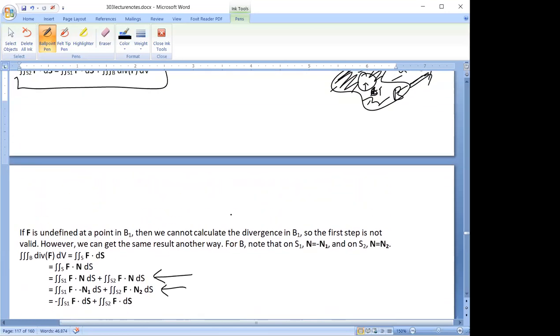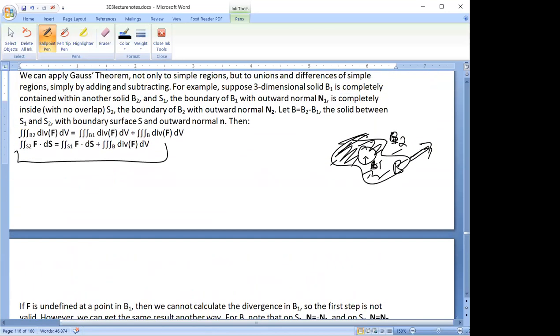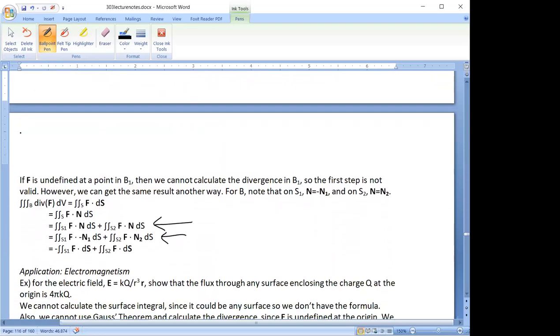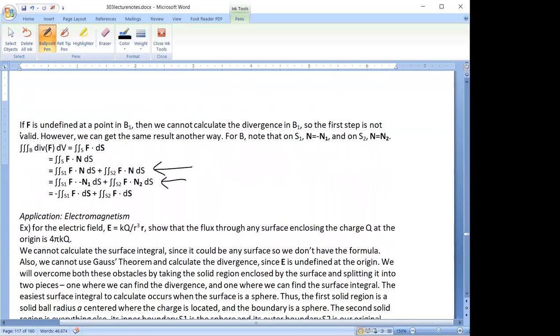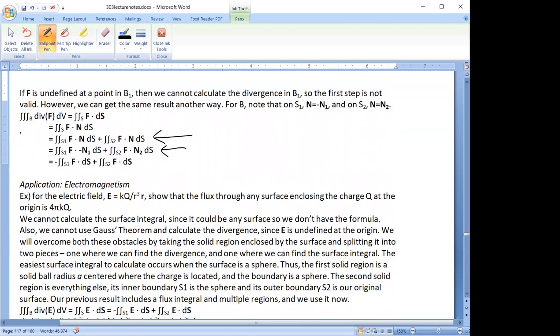So we're going to split into two pieces looking like this. We're going to split it into one piece where we can calculate the surface integral and another piece where we can calculate the divergence. Okay, so how does that work in this case? We're going to make our inside piece a solid ball whose surface will be, of course, a sphere. And then the outside piece will just be the rest.